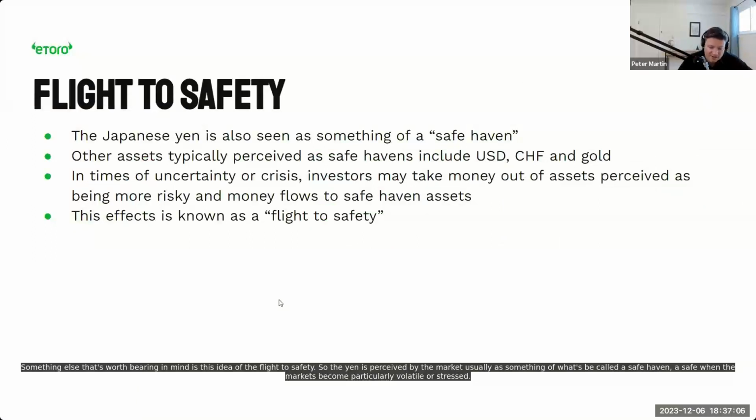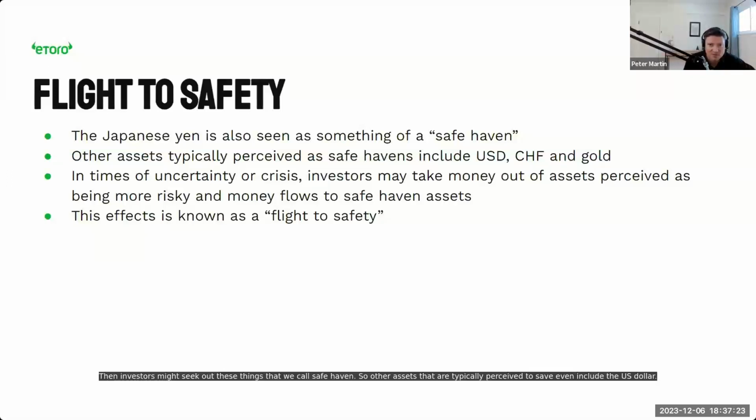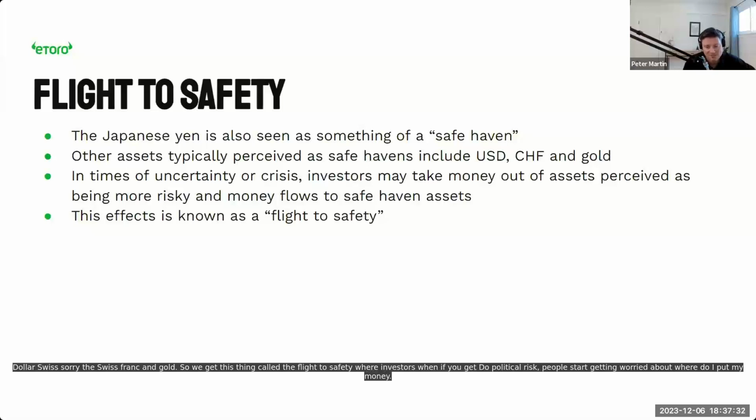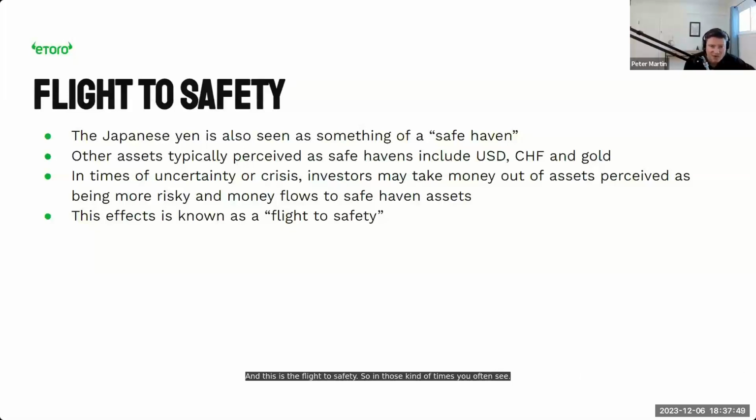Something else that's worth bearing in mind is this idea of the flight to safety. The yen is perceived by the market usually as something of what we call a safe haven. When the markets become particularly volatile or stressed, investors might seek out these things that we call safe havens. Other assets that are typically perceived as safe havens include the US dollar, the Swiss franc, and gold. So with geopolitical risk, people start getting worried about where to put their money. You get these flows of cash going from more risky assets into ones that are perceived as being less risky. This is the flight to safety. In those times, you often see improvements in the price or flows of cash into these safe havens, like the Japanese yen, the Swiss franc or gold.